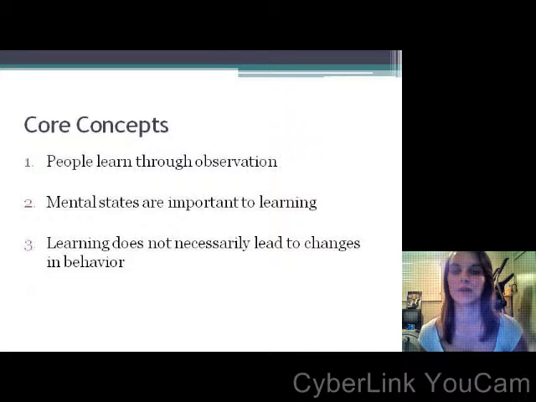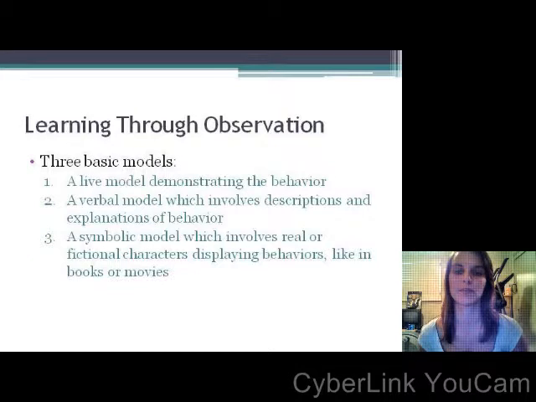Now, there are three core concepts to social learning theory. This is that people learn through observation, mental states are important to learning, and learning does not necessarily lead to changes in behavior. Now, there are three ways of learning through observation.